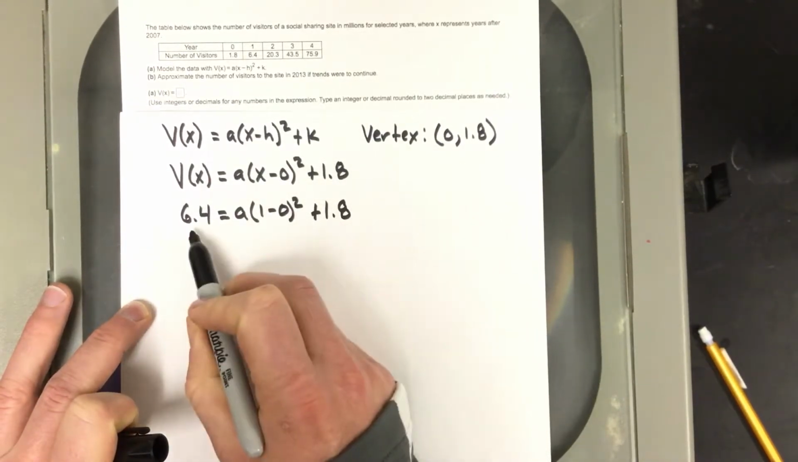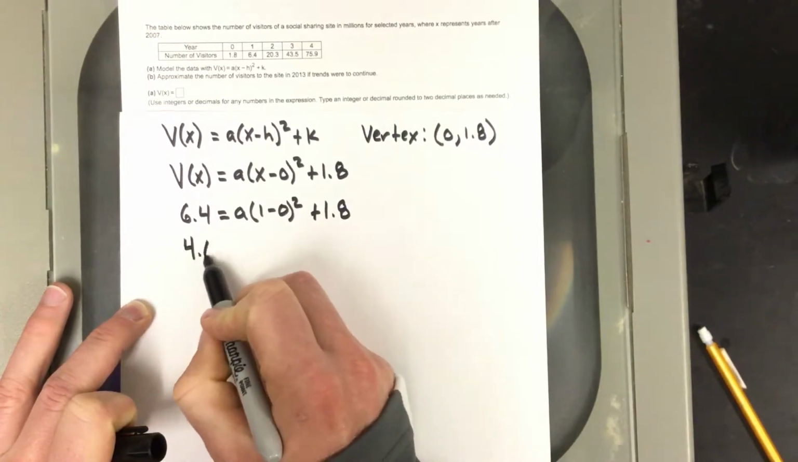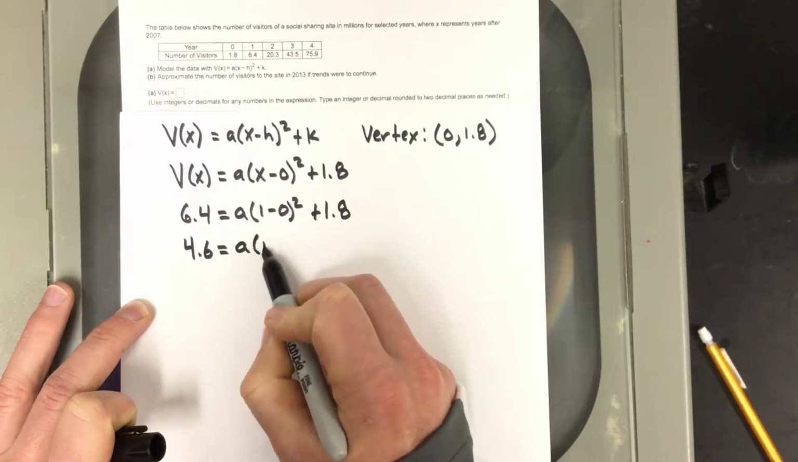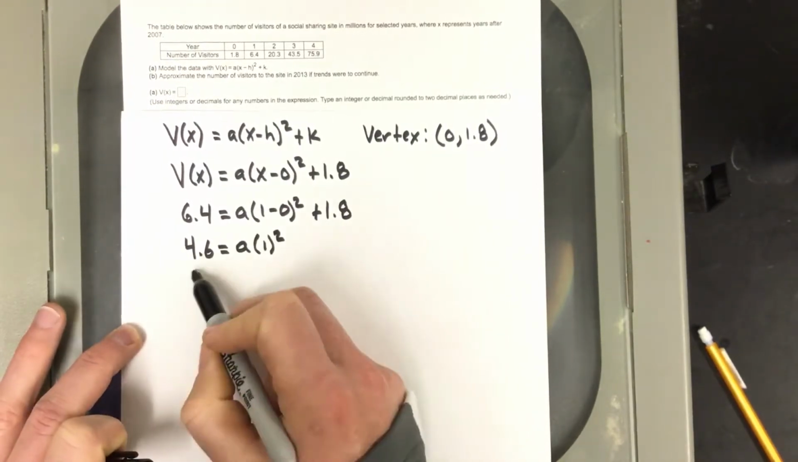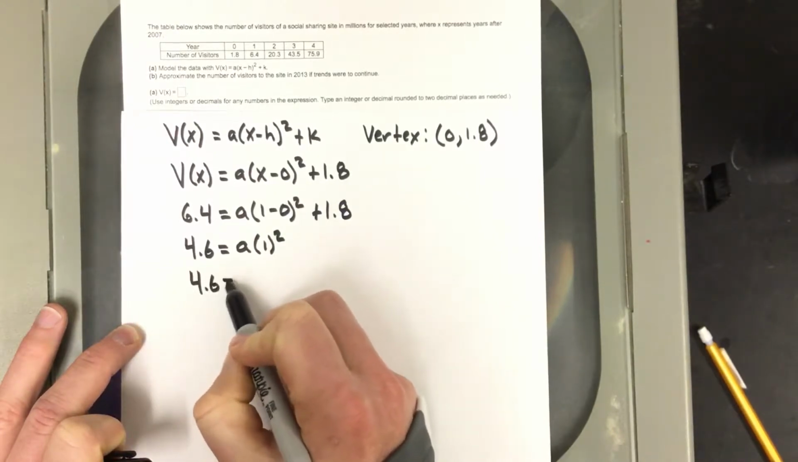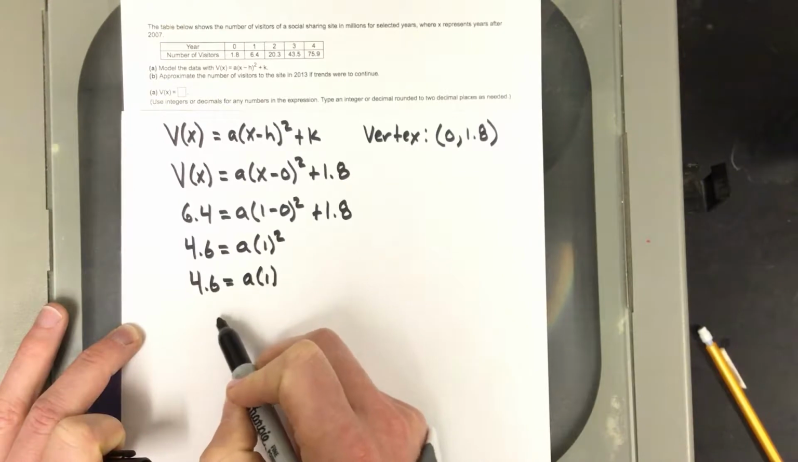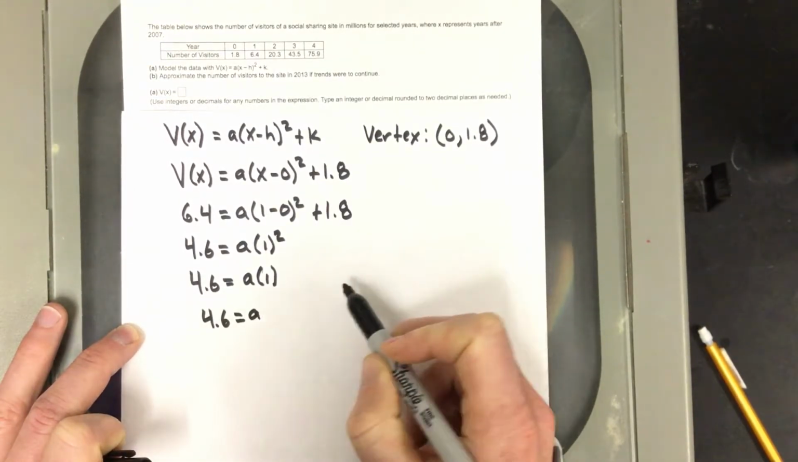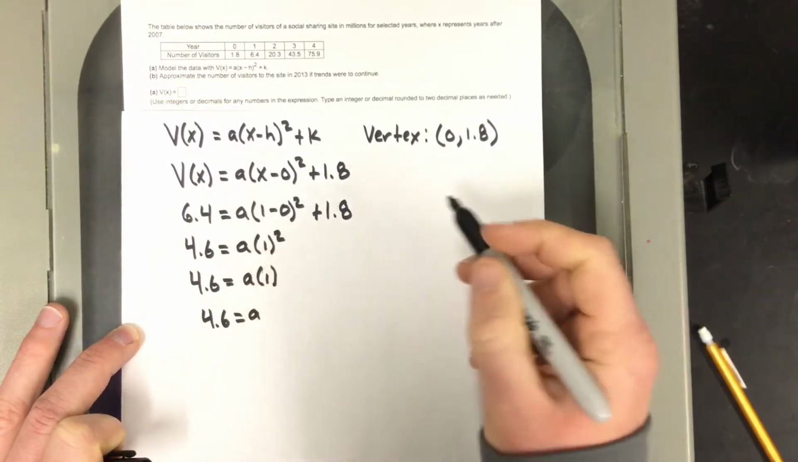I'm going to subtract 1.8 over to this side, and that's going to leave me with 4.6 equals a times (1 minus 0) squared. 1 minus 0 is 1, squared is 1, so I have 4.6 equals a times 1. Divide by 1, obviously, and then you get 4.6 is a.